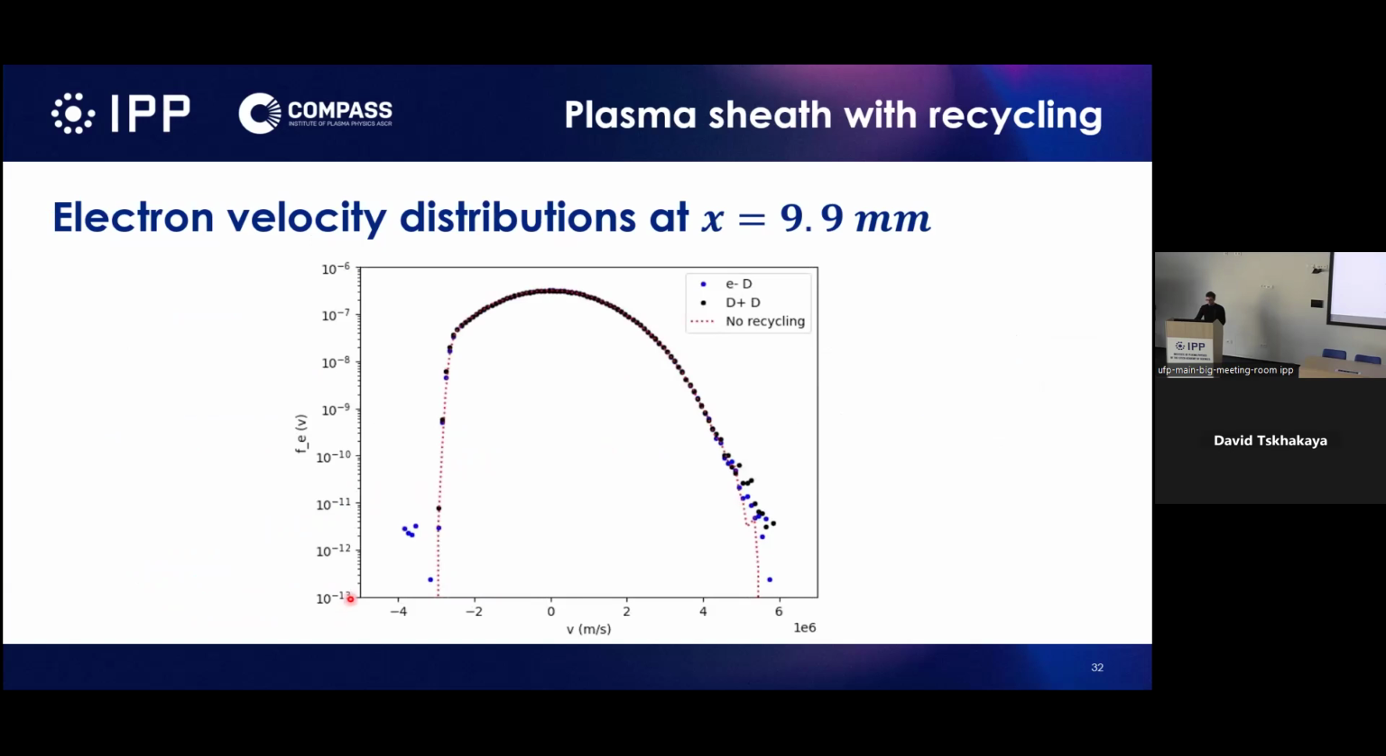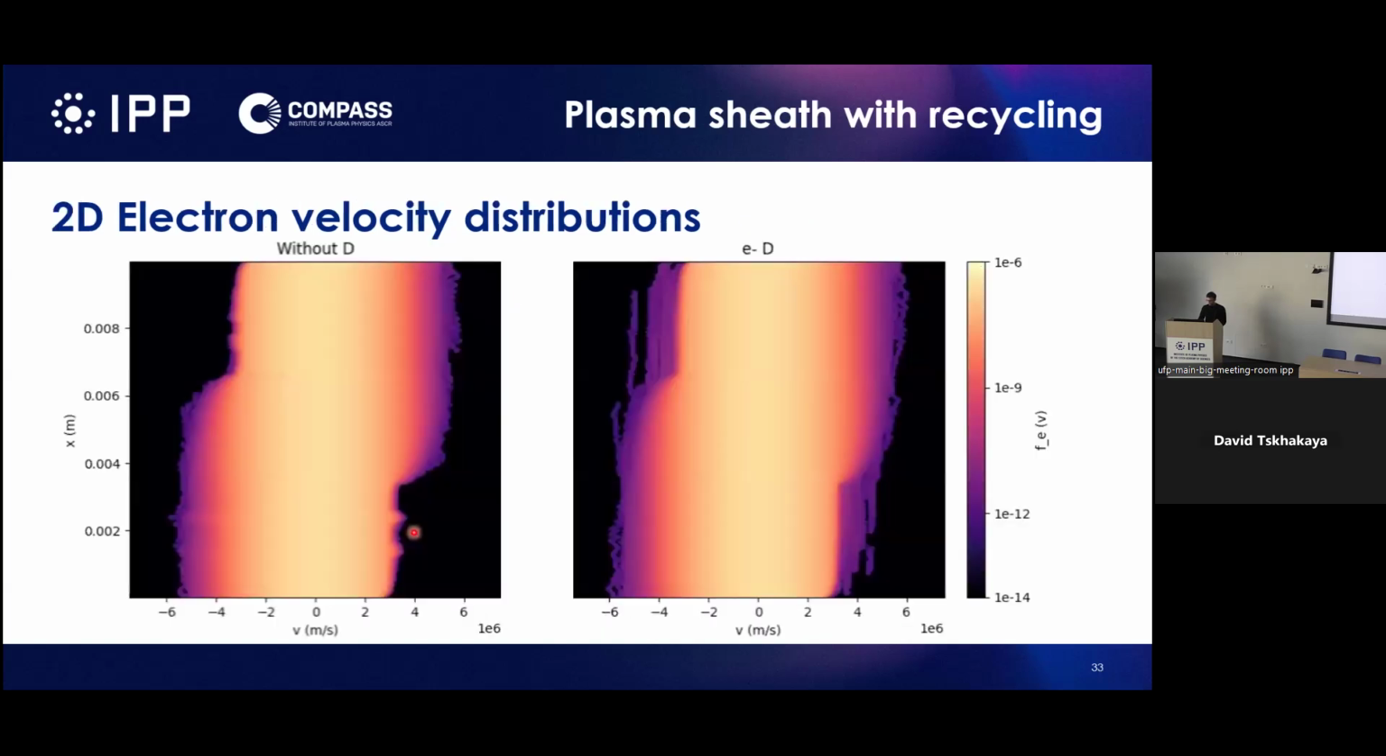So first we have the electron distribution function. The red dotted line is basically the reference without any neutrals included, the black one is the ion-neutral collisions, and the blue one is the electron-neutral collisions. We can see that for the most part, it's quite without effect, just there's a very low population of higher velocity electrons going away from the wall in the case of the ionization, which we can see also here.